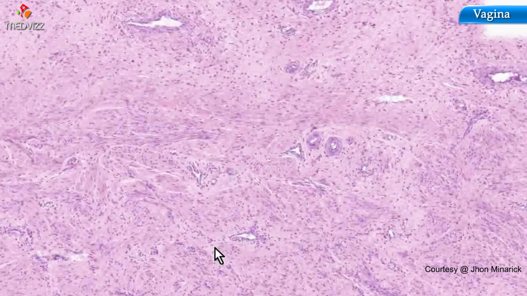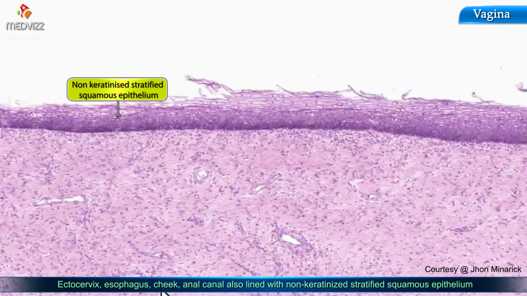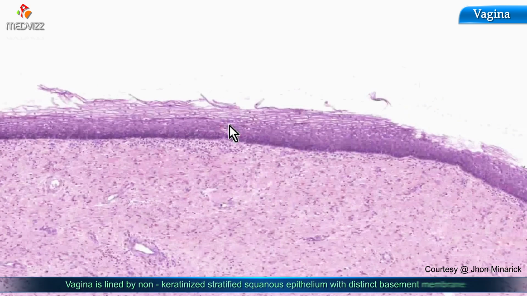This could be a lot of things, couldn't it? It could be an ectocervix, possibly. It could be maybe an esophagus. I doubt it. Could it be a cheek? Could it be an anal canal? It probably could be, because these all have non-keratinized squamous mucosa. But in this case, it's a vagina.